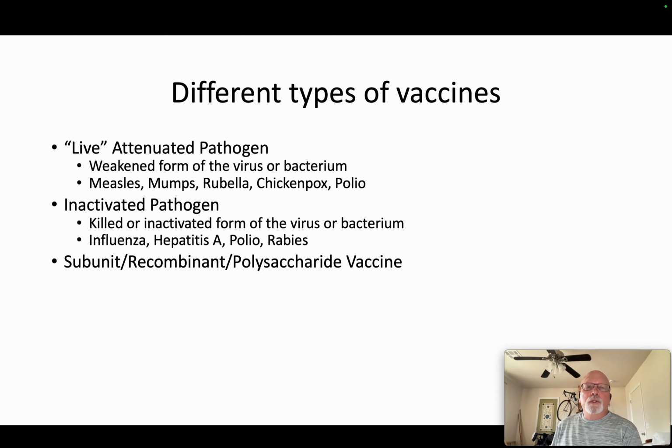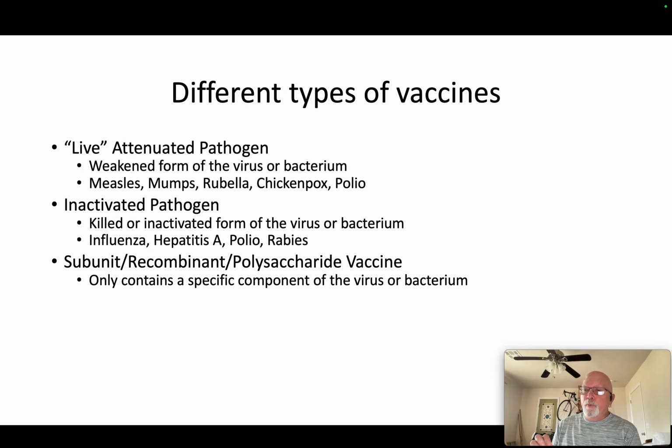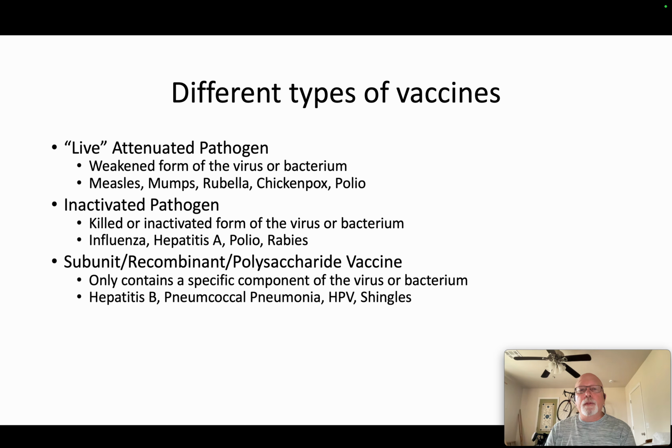There are vaccines called subunit or recombinant polysaccharide vaccines. These contain specific parts of a virus or a bacterium, so it's not the whole organism. It's just a specific section of it that prompts an immune response. The vaccines of this type are hepatitis B, pneumococcal pneumonia, HPV, which is human papillomavirus, which is linked to cervical cancer, and shingles.